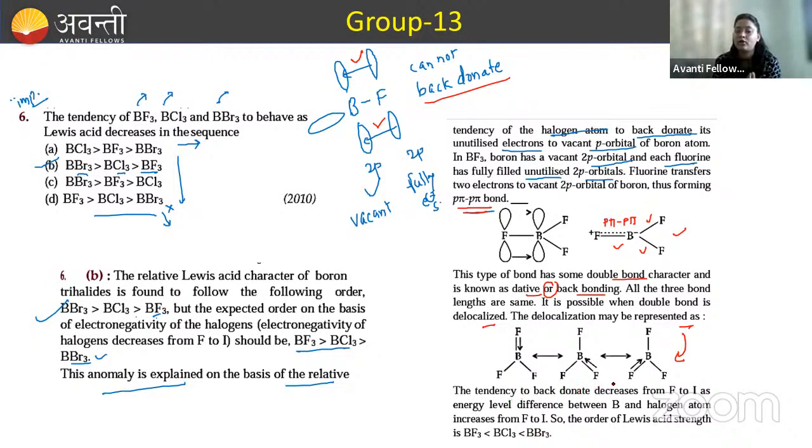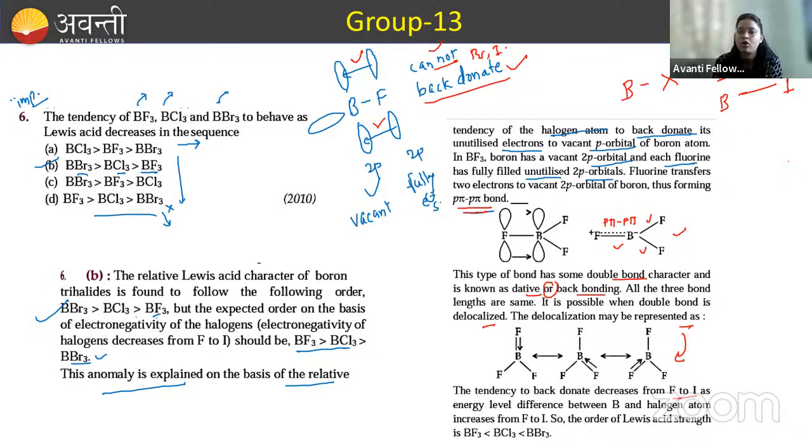So the tendency to back donate goes on decreasing from fluorine to iodine. ये जो tendency है ना back donate करने की, वो for bromine, for iodine, वो cannot back donate because it goes on decreasing because of the difference between the boron and halogen atom. Okay, because the distance between the boron and halogen atom goes on increasing. That's the BBr3. Okay, then BI3, the distance goes on increasing.